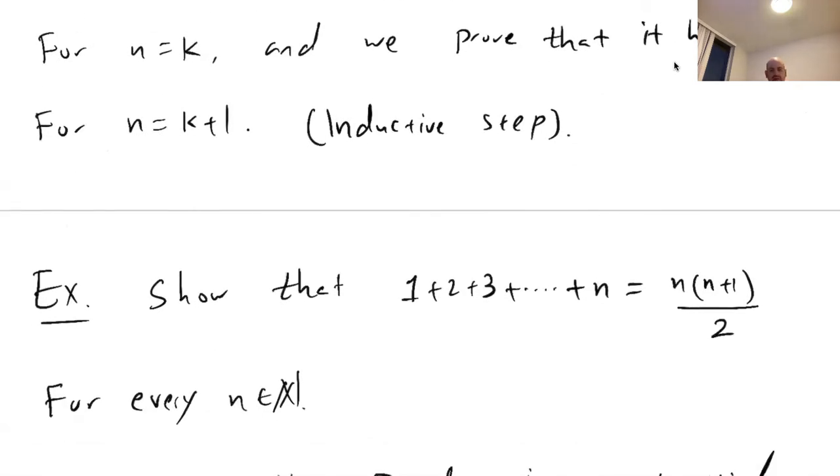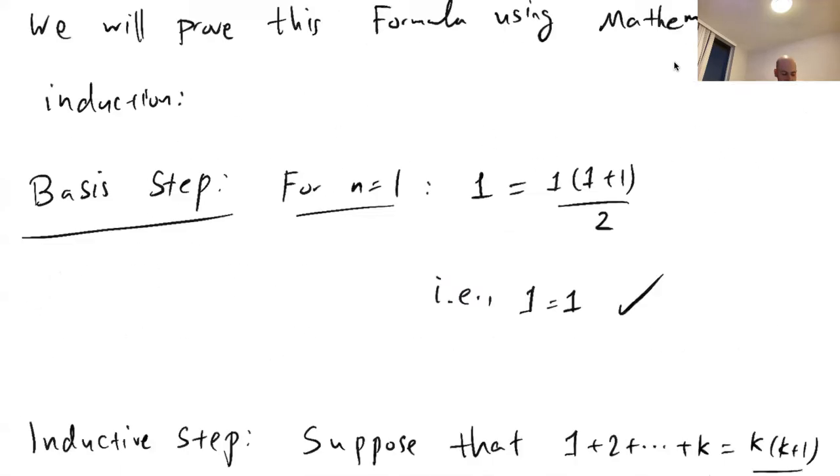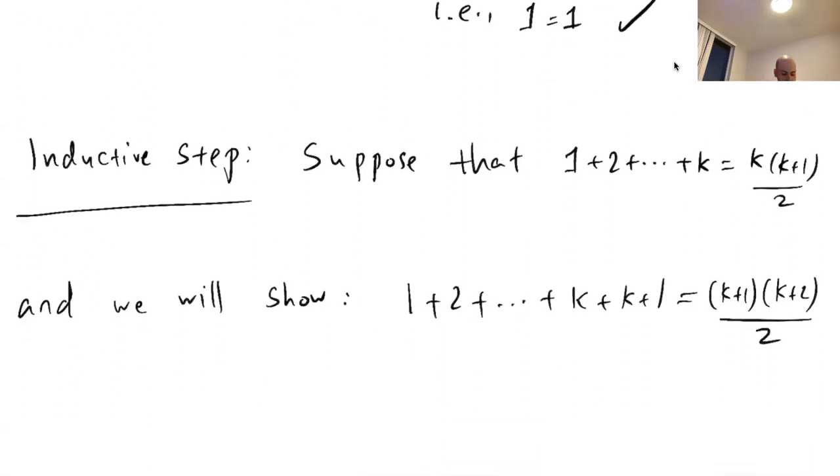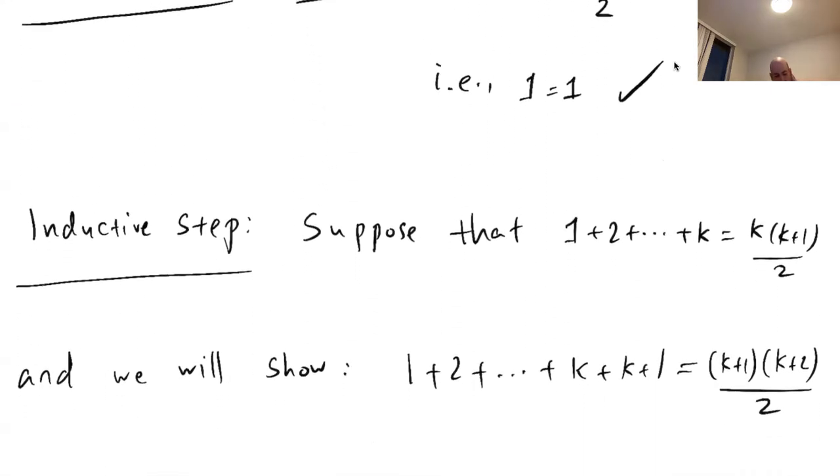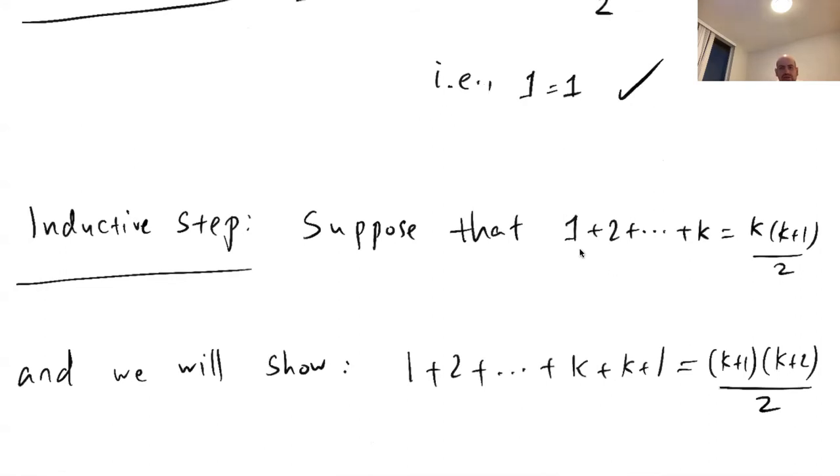If I want to show that it's true for k plus 1, that means I have to show that 1 plus all the way to k plus 1 equals (k plus 1) times (k plus 2) over 2. See, it's n times (n plus 1) over 2, so if n is k plus 1, the right-hand side becomes (k plus 1) times (k plus 2) over 2. This part is my assumption. I am assuming that this equality holds, and I want to show that this equality holds.